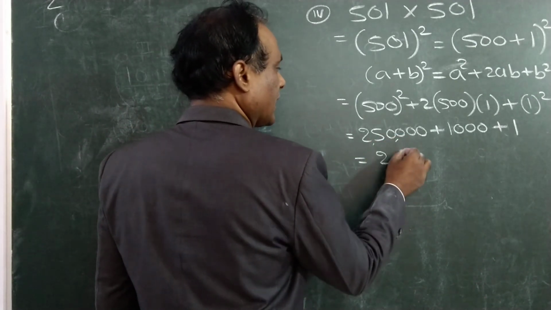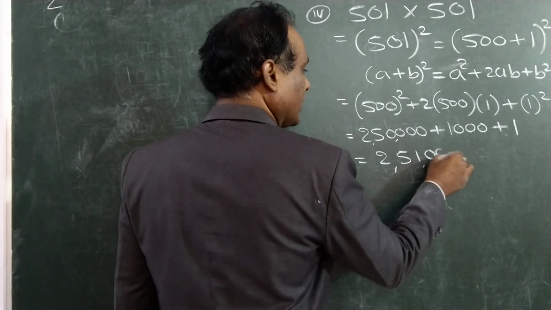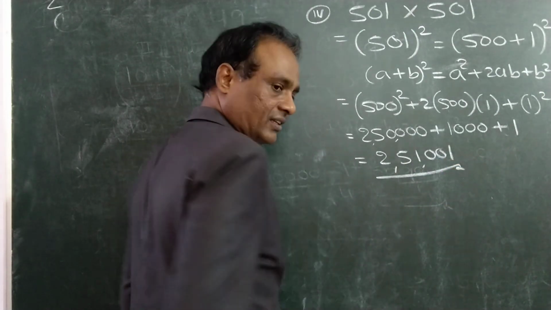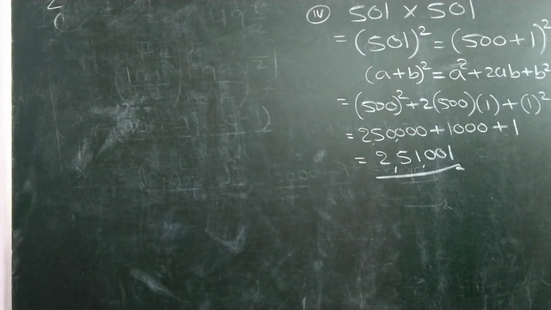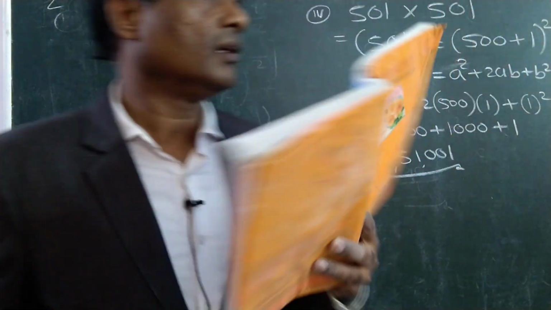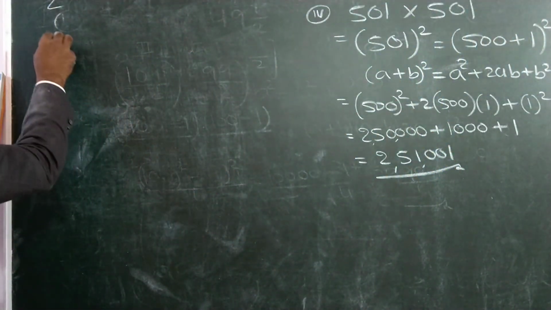2,50,000, 2,51,001. Is it correct? Students, is it correct or not? Followed or not?